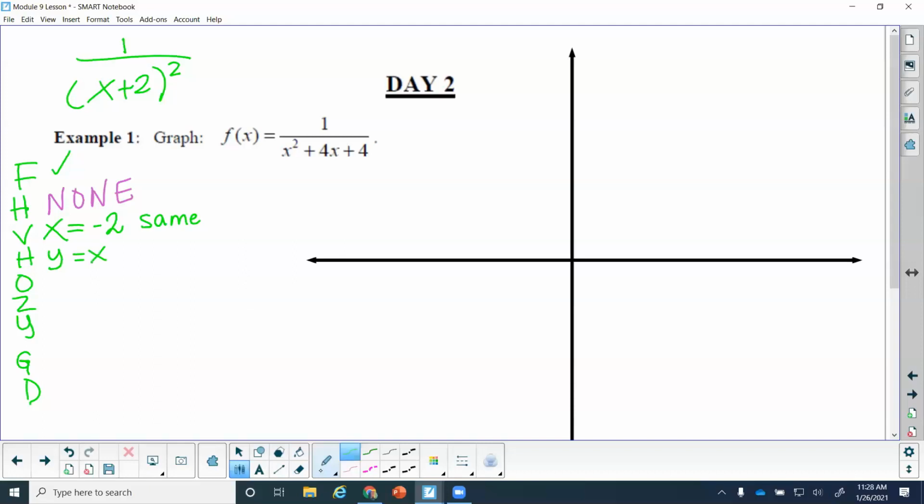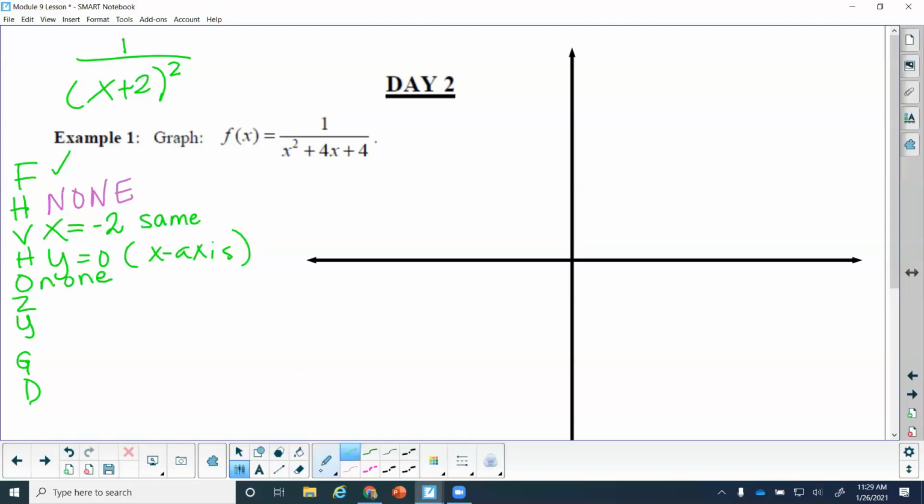Do you have an oblique asymptote? Yes, I'm sorry. I was trying to write that and this. I apologize. What's your oblique? There's none. If you have a horizontal asymptote, you're never going to have an oblique. So there's none here.